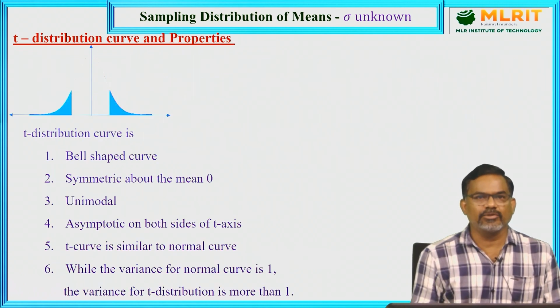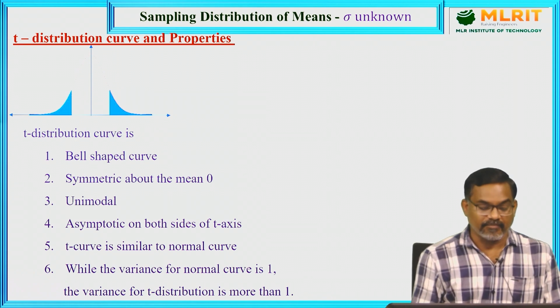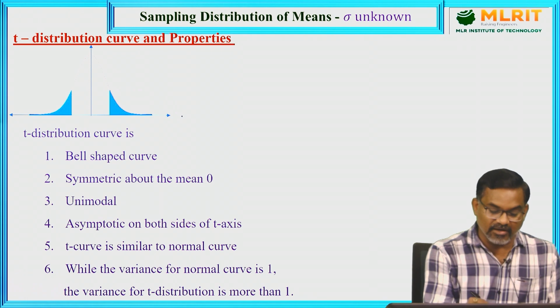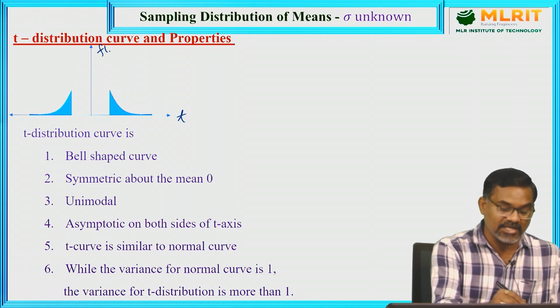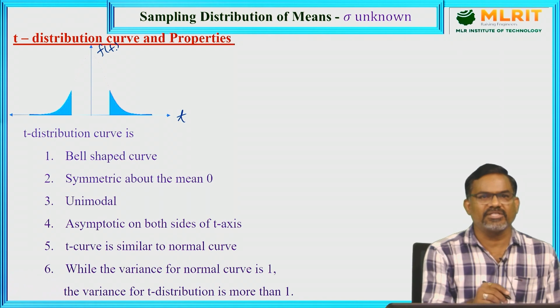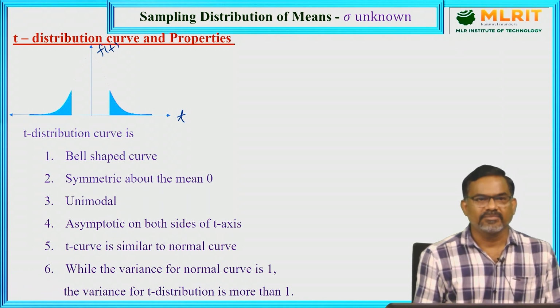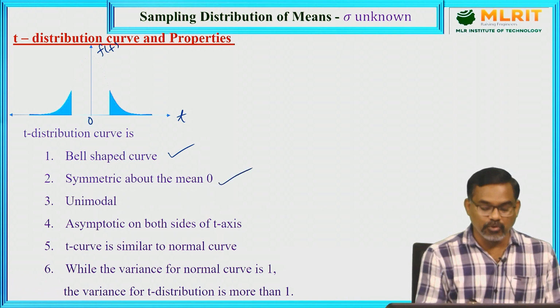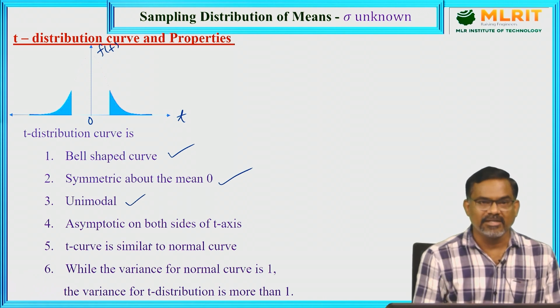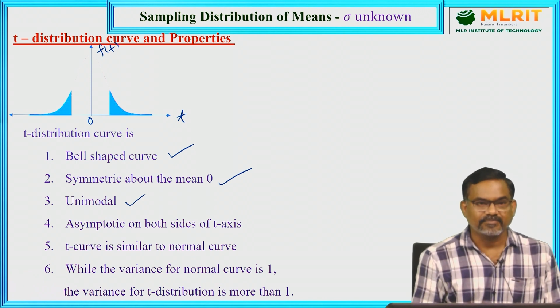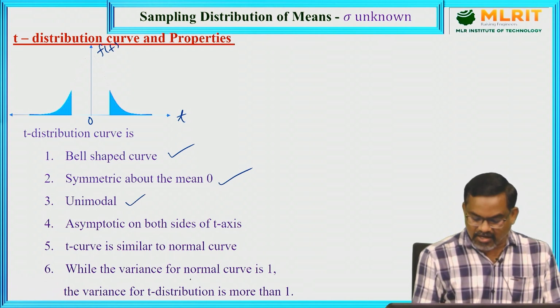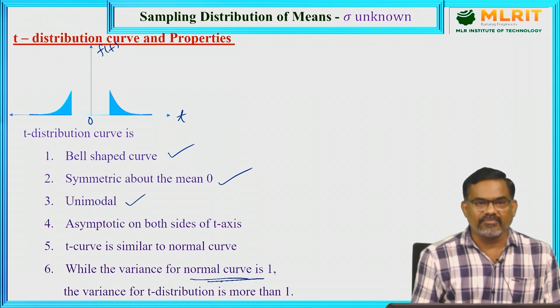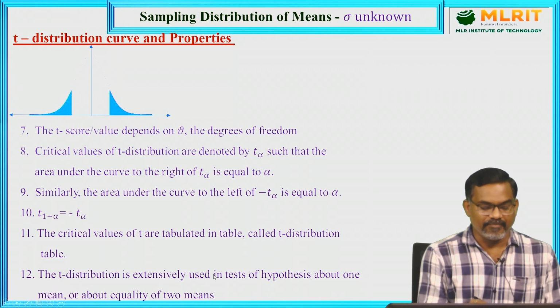Now, coming to the t-distribution curve and the properties of t-distribution. This is the t-distribution curve. Here this axis is the t-axis and this is the f of t axis, and the t-distribution curve is similar to the normal curve. It is a bell-shaped curve, symmetric about the mean mu equal to 0. It is unimodal, that means the mean, median and mode coincide, and it is asymptotic on both sides of the t-axis. The variance of the normal curve is 1, whereas for t-distribution it is more than 1.